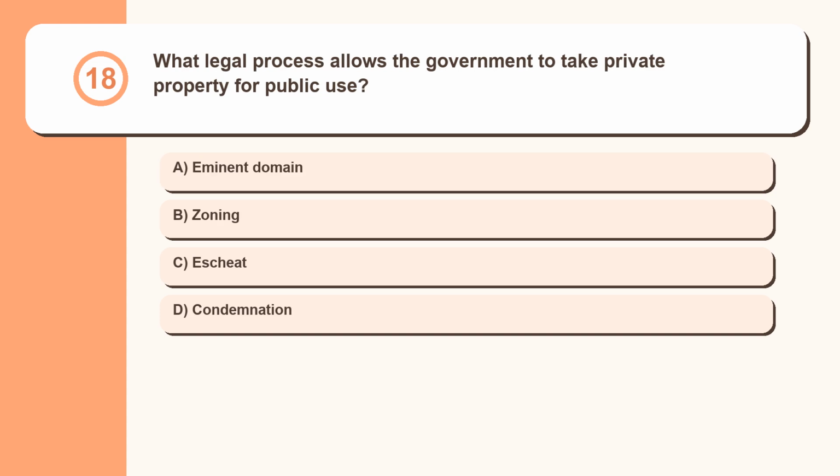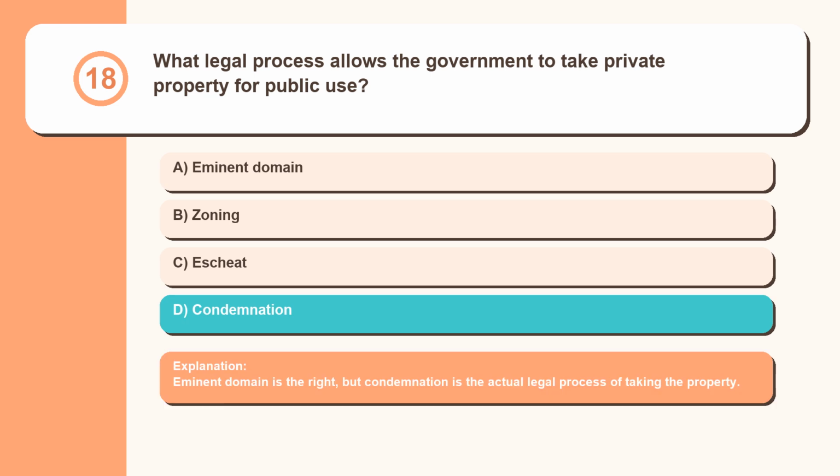Question 18. What legal process allows the government to take private property for public use? Eminent domain, zoning, escheat, condemnation. Eminent domain is the right, but condemnation is the actual legal process of taking the property.